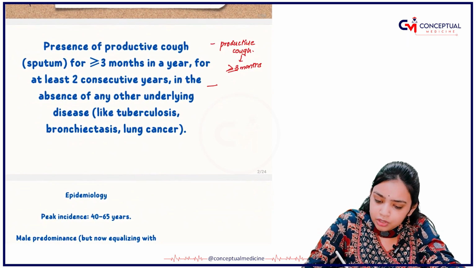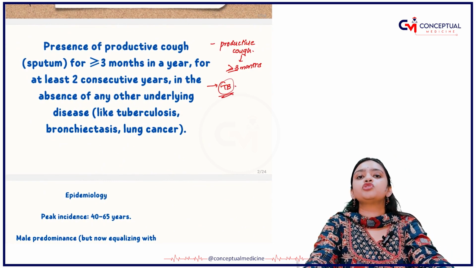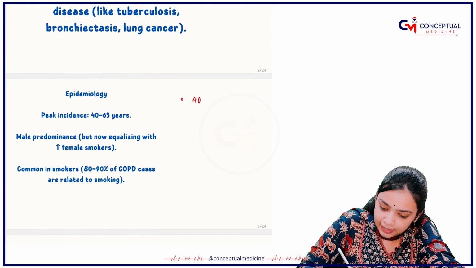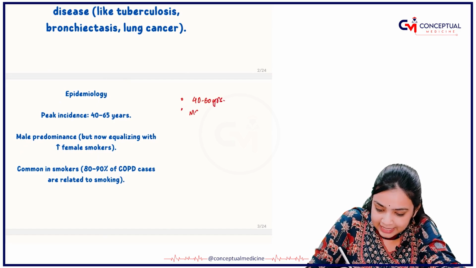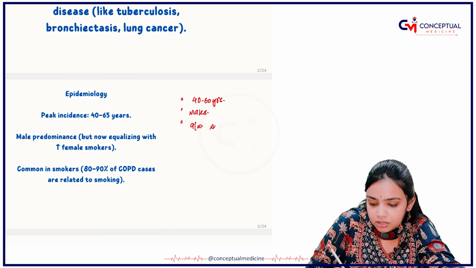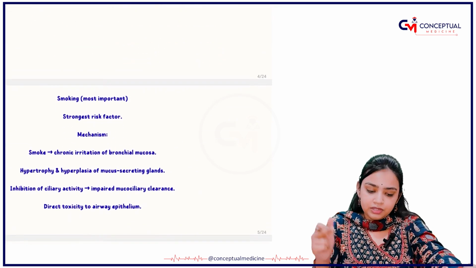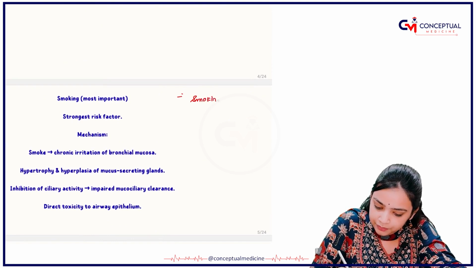Okay, and also, you know what? Tuberculosis also resembles this case. What is the epidemiology? It peaks at the age of 40 to 60 years, and males are more prone to it, commonly associated with smokers. Right? What is the etiology and risk factors? First one is very important, smoking.